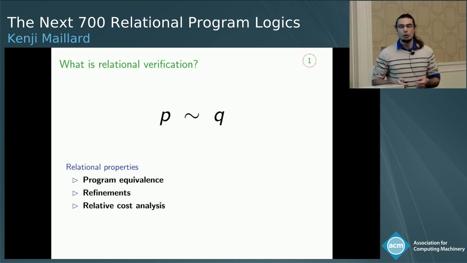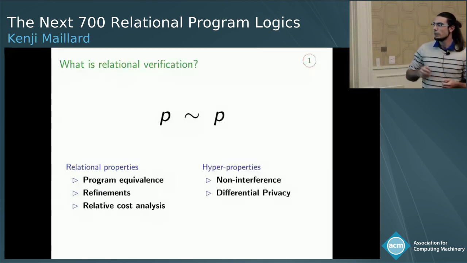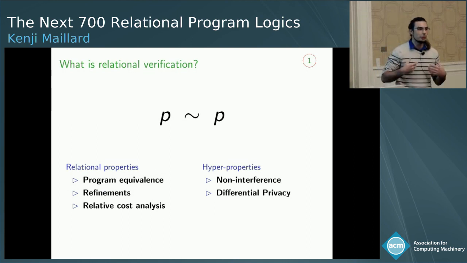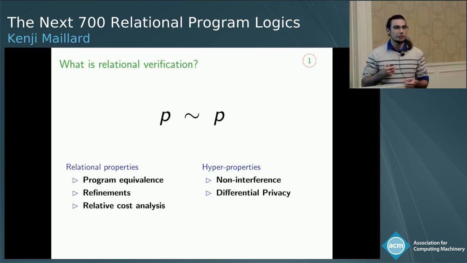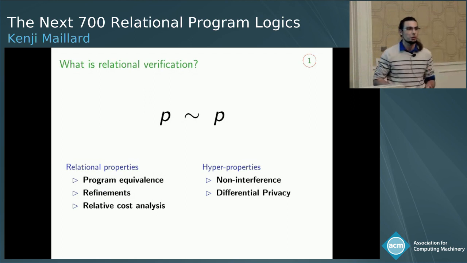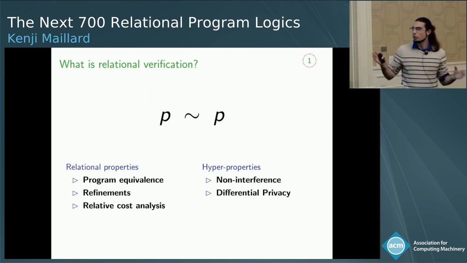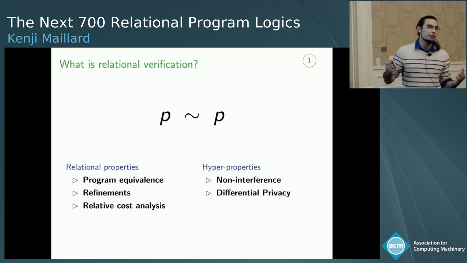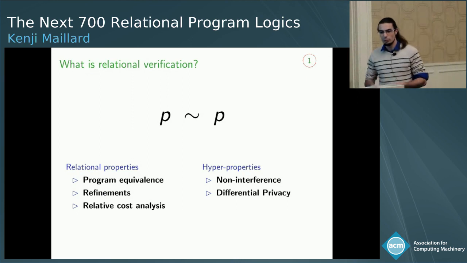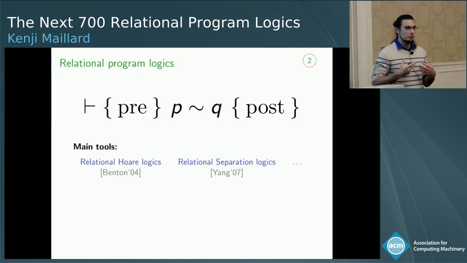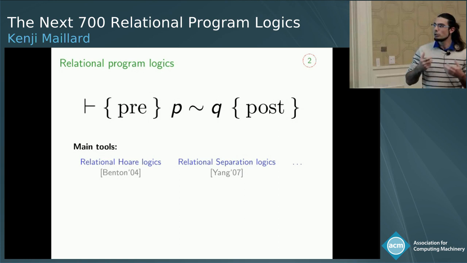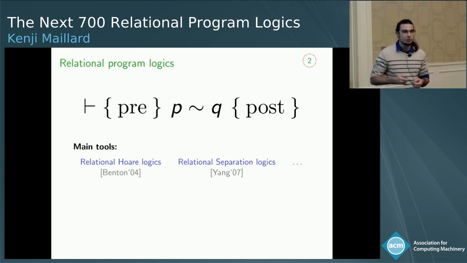One particular case of relational properties is hyperproperties, which consider two different runs of the same program. Among important hyperproperties are non-interference or differential privacy. So there is a huge spectrum of relational properties that we might want to prove about programs. And in order to prove these properties, one of the most used tools for relational verification is relational Hoare logics and its derivatives, such as relational separation logics.